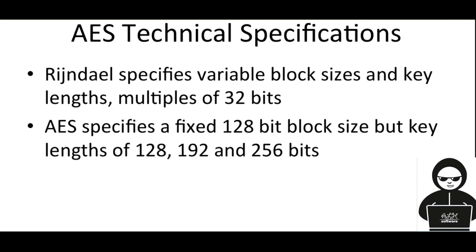Some technical specifications about AES. The original Rijndael algorithm specified variable block sizes and key lengths, and as long as those block sizes and key lengths were multiples of 32 bits, so 32, 64, 96, and so on, you could use those block sizes and key lengths. When AES was published, AES specified a fixed 128-bit block size and key lengths of 128, 192, and 256 bits. So we've got, with AES, 3 different key lengths, but 1 block size.